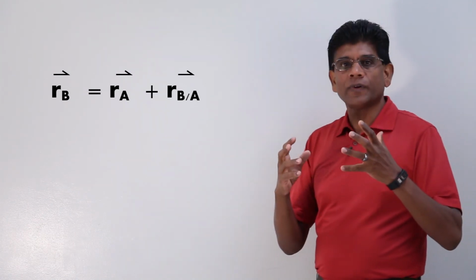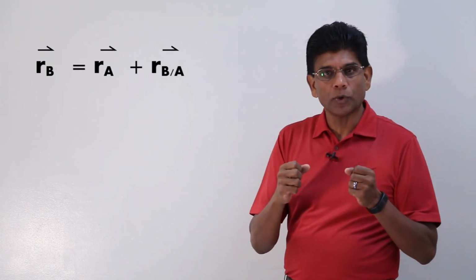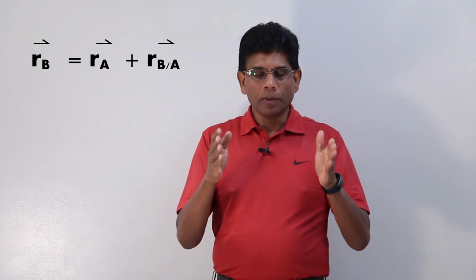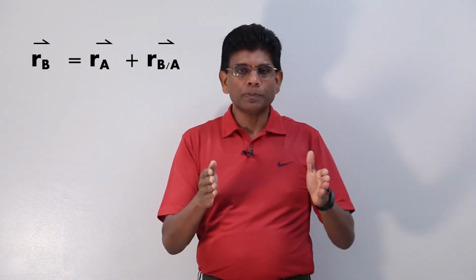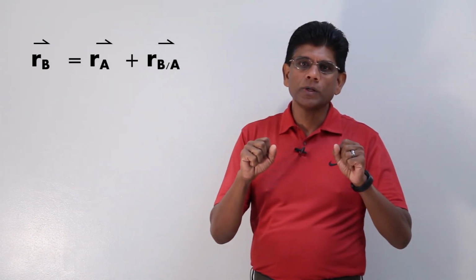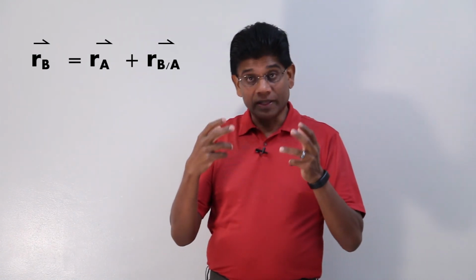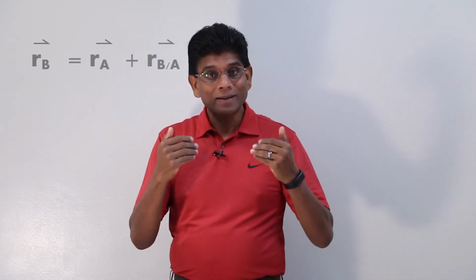So we have our first equation describing relative motion of two objects. And if you would like to read this expression one more time, it's going to be position of B is equal to position of A plus position of B with respect to A. Please practice and learn to read this correctly.